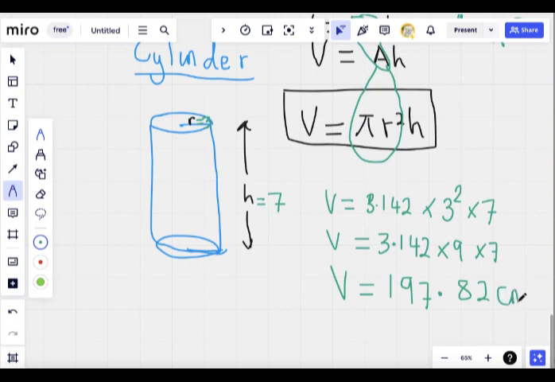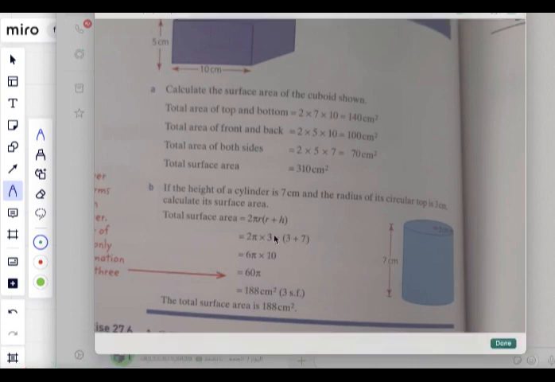If they are given in centimeter, you say centimeter cube. If they are given in meter, you say meter cube. If they are given in feet, you say cubic feet or feet cube. So that's that for the volume. Now what do we do? What else can we calculate?